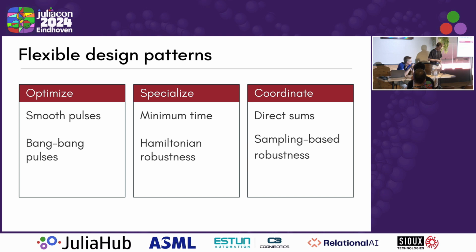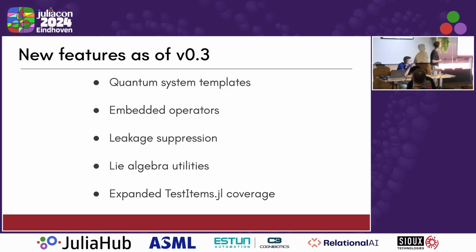So this is kind of the main philosophy: there's a lot of different problem settings that you might want to solve, either minimum time or robustness or joint problems or any of this. You want smooth pulses. So you can do all of that in this framework. You can also, very interestingly, with the named trajectories, concatenate them together in a direct sum problem and then solve sampling-based robustness problems in this way. It's very cool, and we'll see some of that, I think.